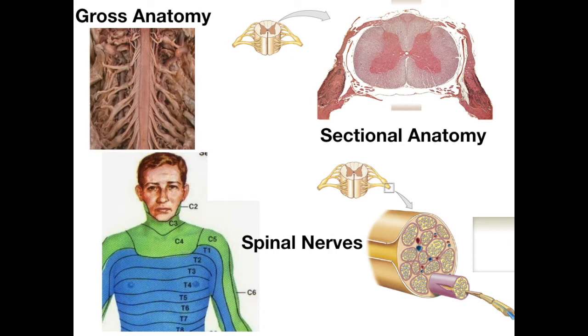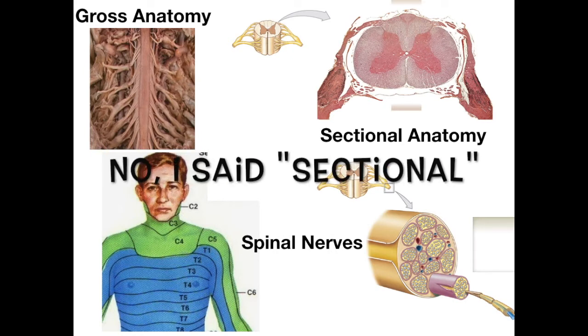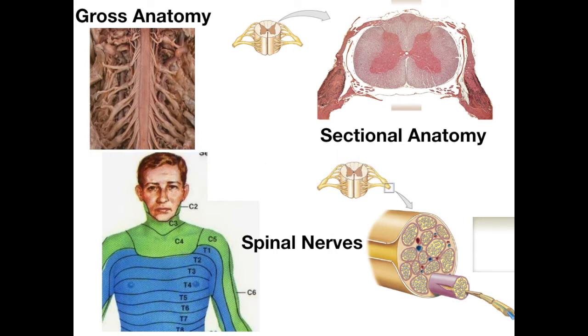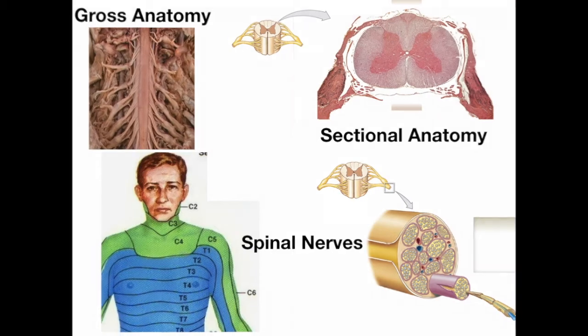Then we're going to look at sectional anatomy and all the components that you can visualize from a cross-sectional view, which is going to have critical information about what you have to know about pathways into and out of the central nervous system. And then last, we'll move on to the peripheral nervous system and talk about the spinal nerves, their structure, their distribution, and some clinical applications of that distribution.